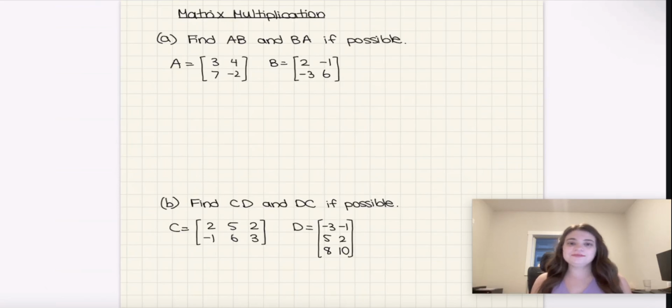Welcome back, everyone. Today we're going to talk about matrix multiplication and how to do it. So in this first example, it says to find AB and BA if possible.